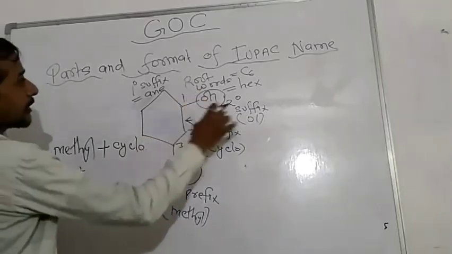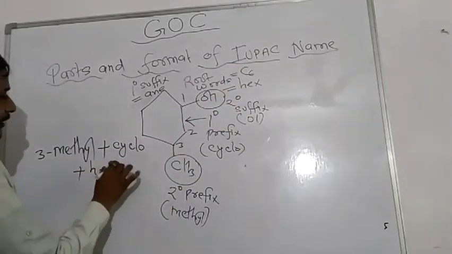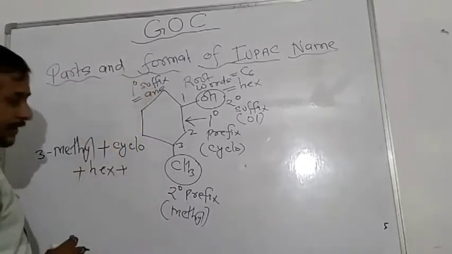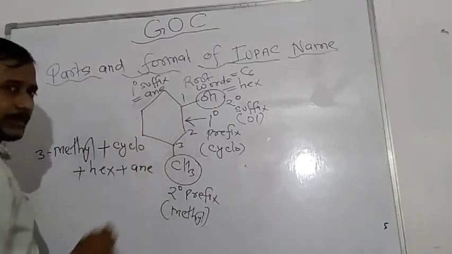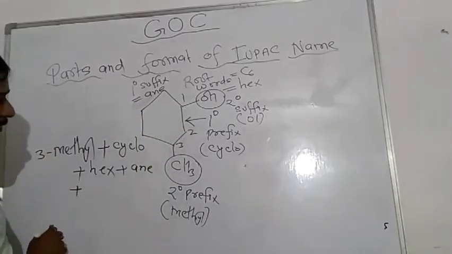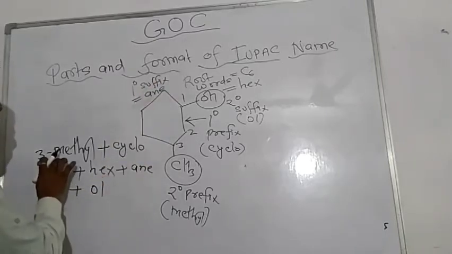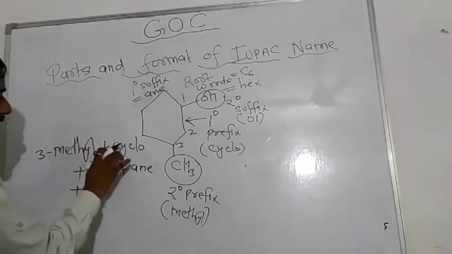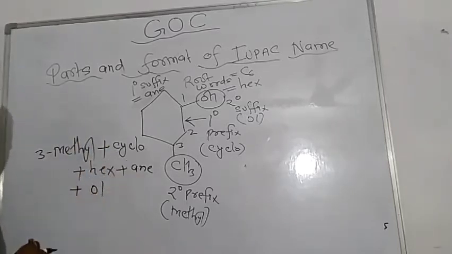The root word is basically 6 carbon atoms, that's why you can write hex. Then the 1 degree suffix is alkane, that is "ane". You have to write the "ane" because the carbon carbon contains single bonds, that is a saturated compound. Now the 2 degree suffix is basically "ol", OH for ol. So this is the 2 degree prefix, 1 degree prefix, root word, 1 degree suffix and 2 degree suffix.